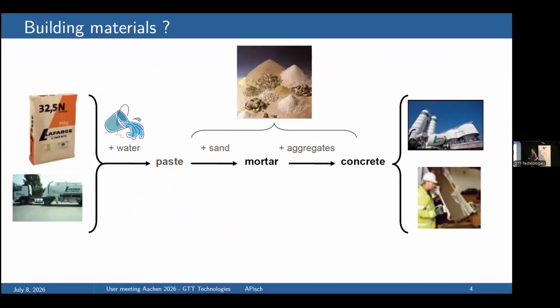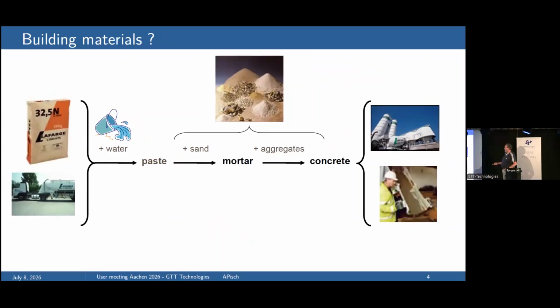Okay, just a little bit of terminology. Cement is the gray powder that you see here at the end. You can either buy it in bags, or if it's a big building, it's shipped by trucks. When you mix it with water, you call it paste, and that's what we do in the lab, in order to characterize different cements or the reactivity of different powders. We make pastes and measure on the paste. If you put sand into it, you get a mortar, and if you put aggregates or stones, you get the concrete.